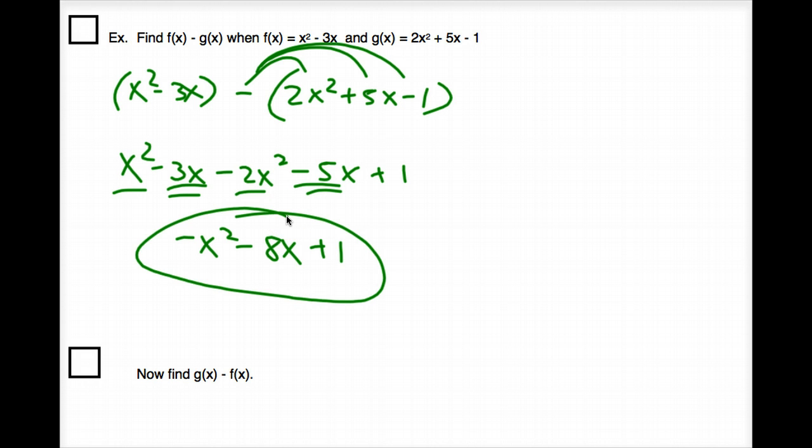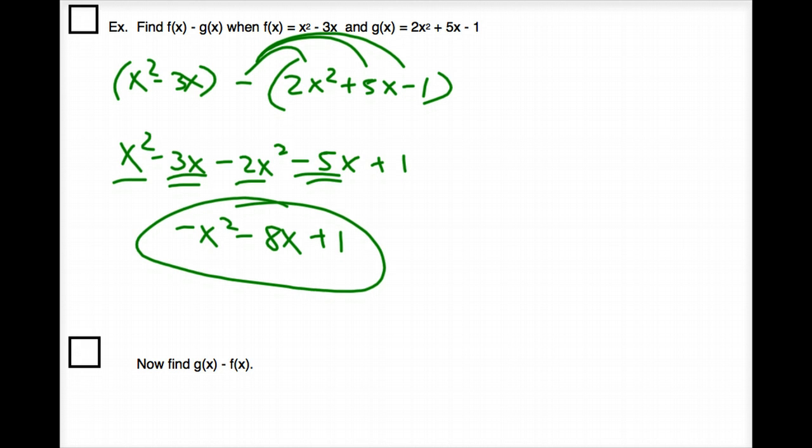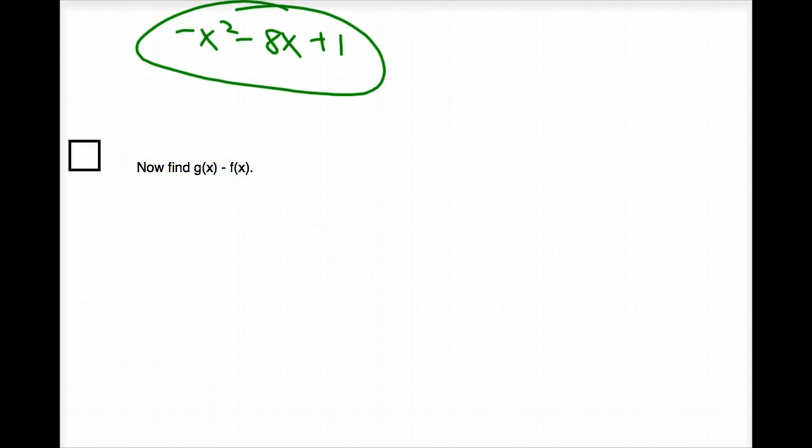My follow-up example, you could go ahead and reverse them, use parentheses, distribute, and get your answer. Or you could realize that g of x minus f of x is just the opposite of f of x minus g of x. If I tell you to do 8 minus 2, that's the opposite of 2 minus 8. So when you switch the order of subtracting, all you're doing is getting an opposite.